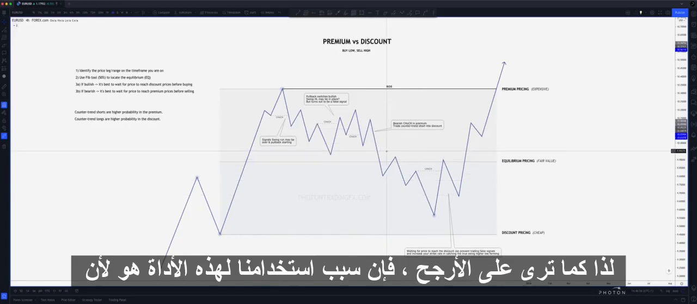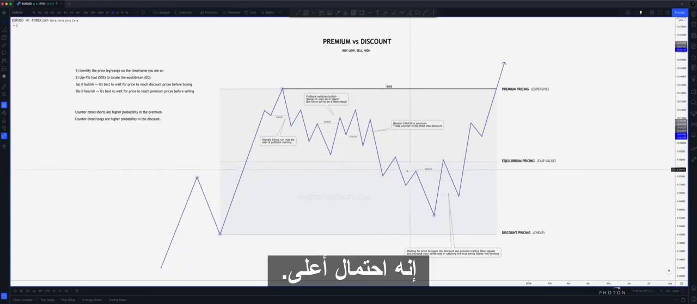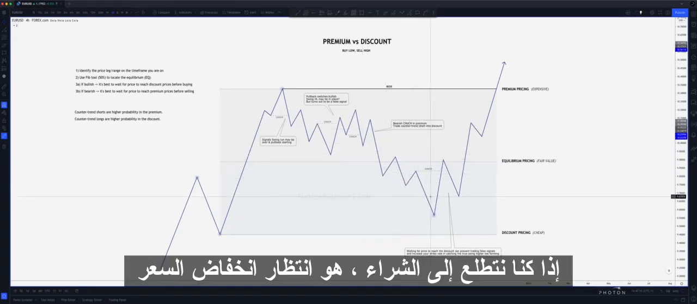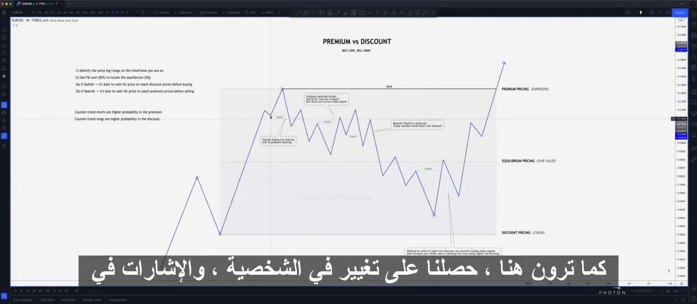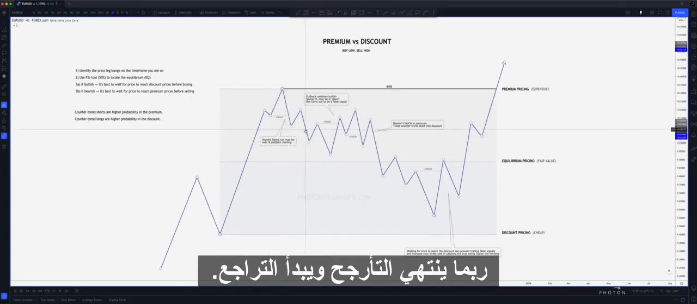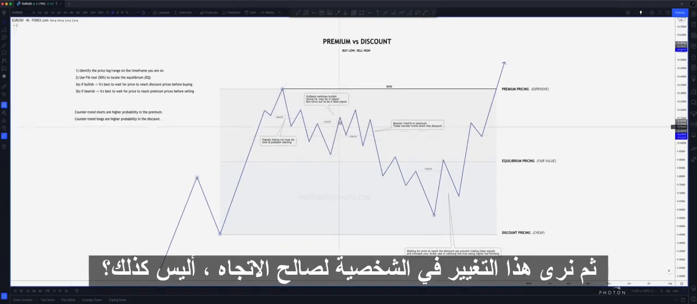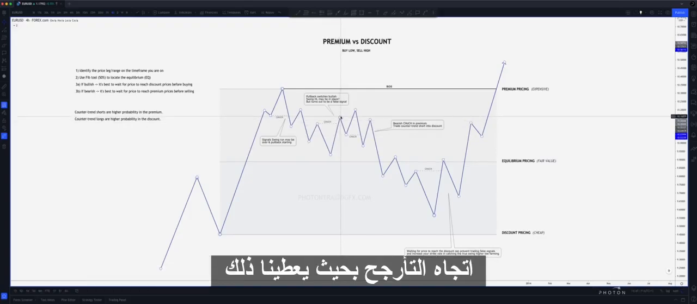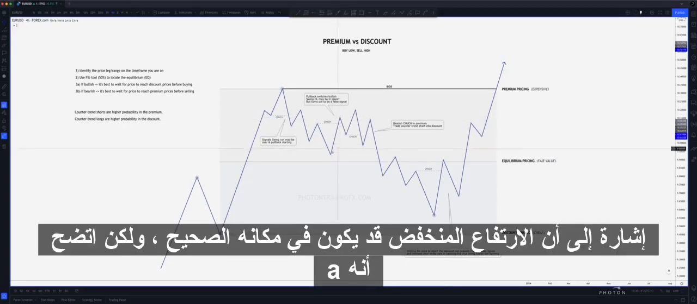As you can probably see, the reason why we use this tool is because it's higher probability. If we're looking to buy, it is to wait for price to come down into those discount prices. So as you can see here, we get the change of character. This signals that the swing run may be over and the pullback is starting. We then see that change of character in favor of the swing trend. So that gives us that first signal that the high low may be in place, but it turns out to be a false signal.